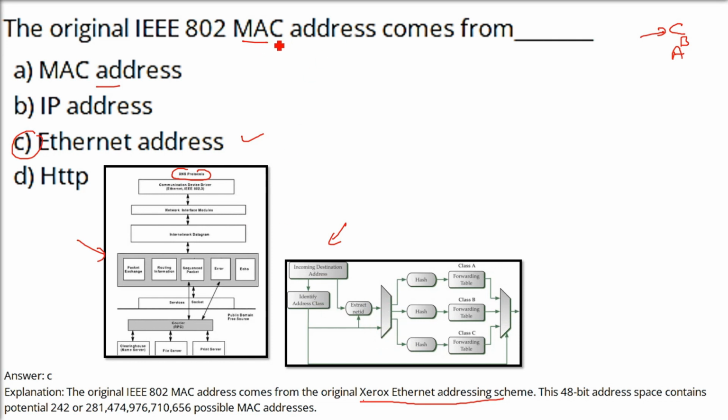Because if you have a 48-bit MAC address, how many addresses are possible? 2 to the power 48. But you need to remember that the first 3 octets are already reserved for whom? For the vendors. The other 24 bits are specially for the NICs, for the vendors to give that 24-bit.